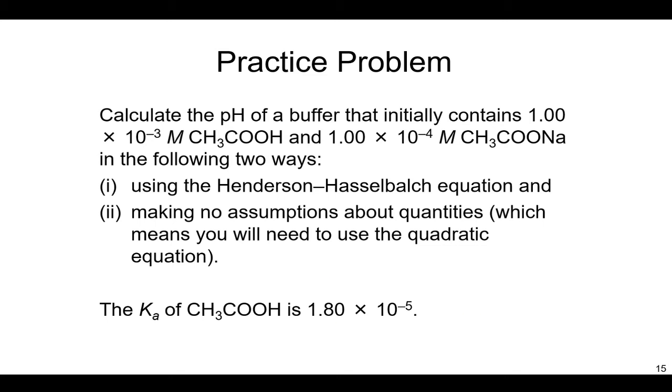Okay, so that's one example. Let's go into a practice problem and really apply this to calculating the pH from the Henderson Hasselbalch equation, and then calculating it a separate way, making no assumptions about being able to use Henderson Hasselbalch. So calculate the pH of a buffer that initially contains 1 times 10 to the negative 3 molar CH3COOH and 1 times 10 to the negative 4 molar CH3COONa, so acetic acid and sodium acetate. First, we're going to use the Henderson Hasselbalch equation.